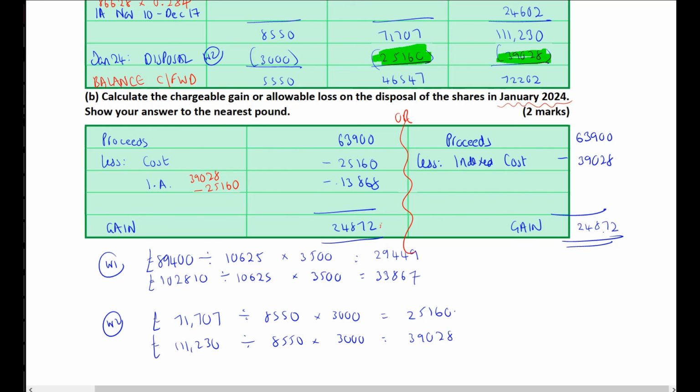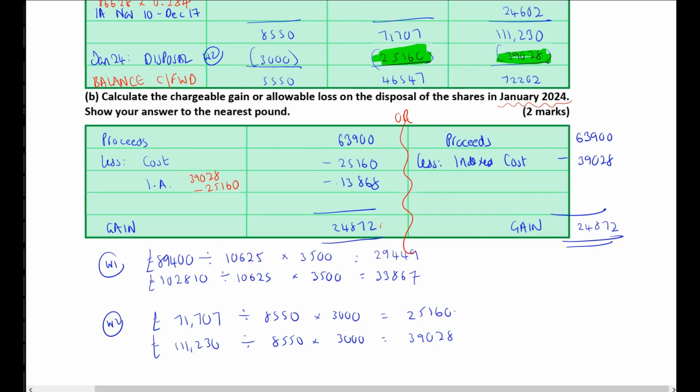If you end up with a loss, then perhaps just go back and think, okay, I've gone with the shortcut, but it's given me a loss. Now I'm going to go back and use the slightly longer method so I can understand the impact of indexation on that loss.